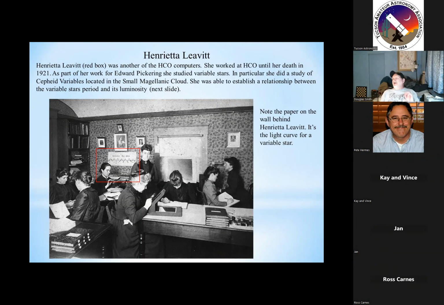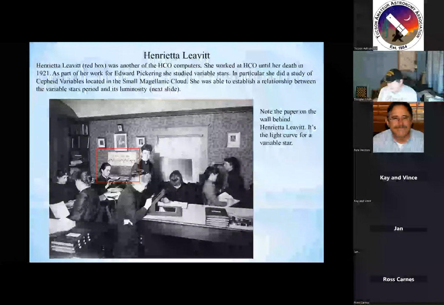I just made a note here. Look on the wall behind her, and there's a light curve for a variable star. One of her favorites, I think. I'm not sure.